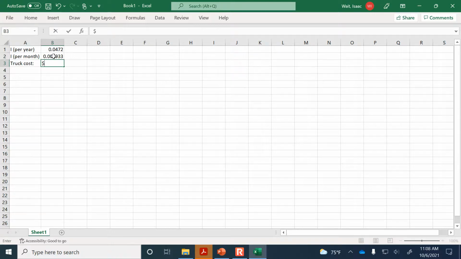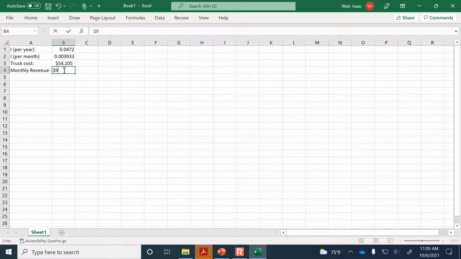That vehicle was $54,105. And let's assume that includes the title and the licensing and the tax you have to pay on a new vehicle. So that's the all-in lump sum present value cost to purchase it. And then our monthly revenue, we're going to get each month that this vehicle is in operation an additional $900.